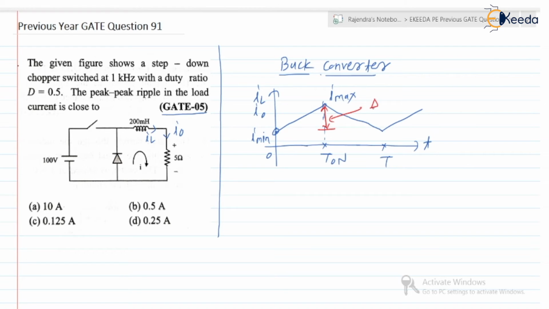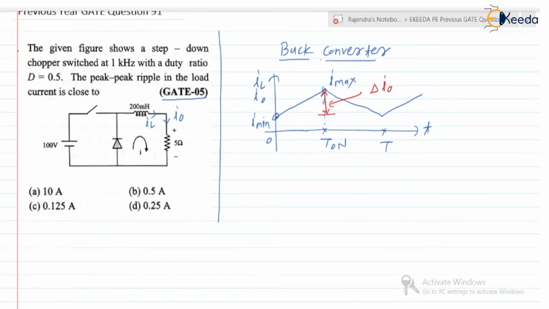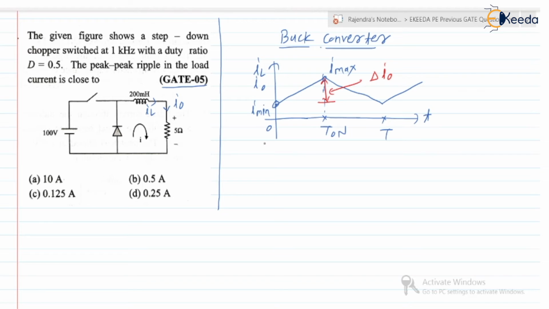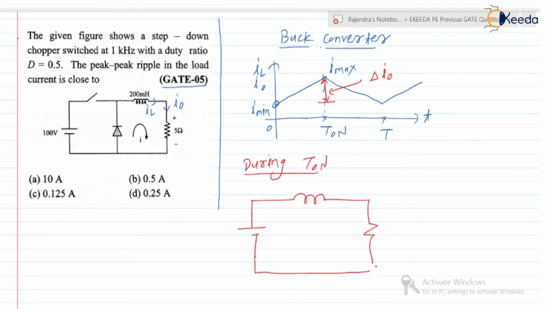So how do we find this delta IL or delta I0? When the switch is in the on state, during T on, can we draw the circuit? The switch is in the on state, the diode will be in the off state, so the circuit will be like this. The equivalent circuit has a 100 volt source, a 200 millihenry inductor, and a 5 ohm resistor. This is I0, and this current is also I.